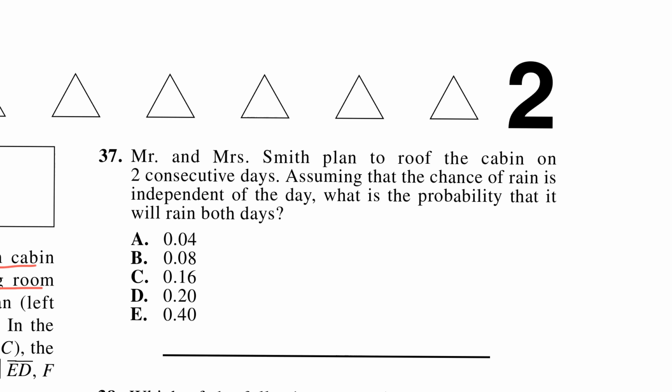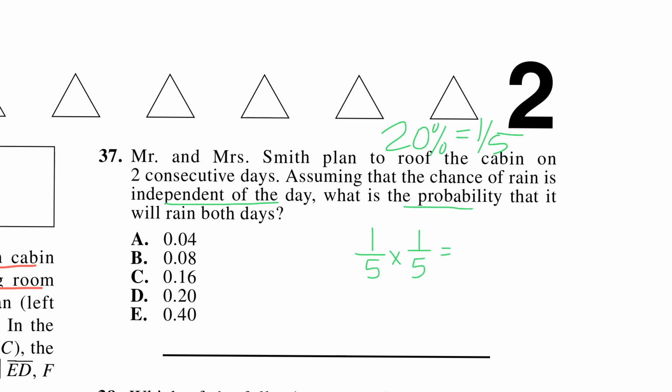Now, remember that earlier in this problem it was stated that there was a 20% chance of rain. 20% is 1/5, okay? And so, assuming that the chance of rain is independent of the day, what is the probability that it will rain both days? So the first day, the probability that it rains is 1 out of 5. And the second day, the chance that it rains is 1 out of 5.